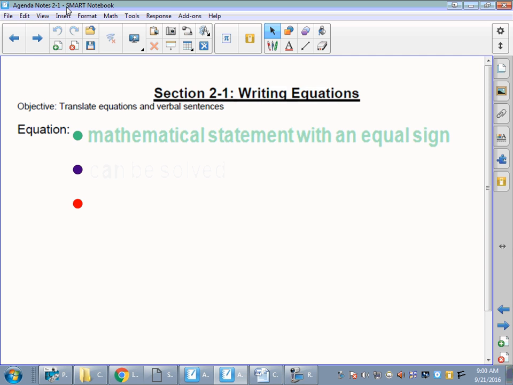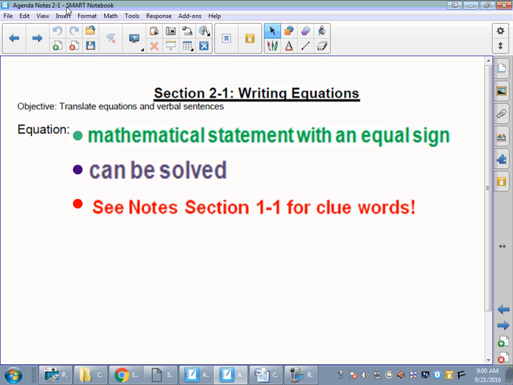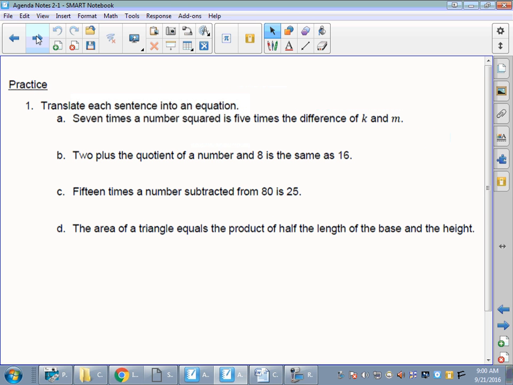So first of all, an equation is a mathematical statement with an equal sign. We all know that, right? Equation equals. And it can be solved so we can get an actual answer. Chapter 2 is all about solving equations. And go back, pull out Section 1.1 notes for all those clue words. What's product? What's over or a fraction? What does of mean? Total, quotient, all those clue words, because we're going to use those all over again. We don't need to go back through them because we've already done them.